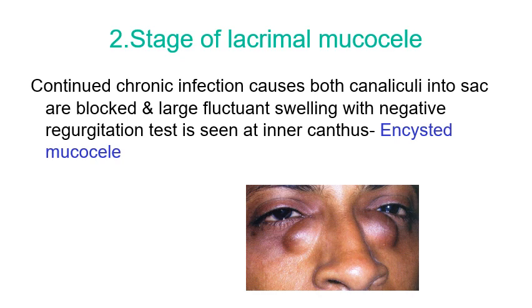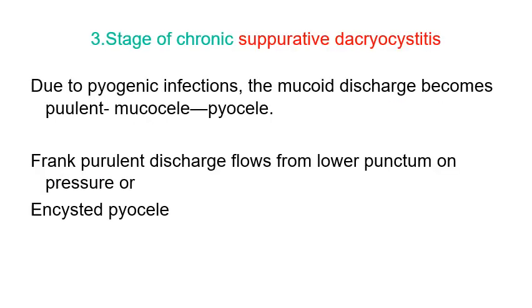So in encysted mucocele, the discharge will not come from the upper punctum, and it will not go down through the nose, because there is a blockage at the canaliculus, and already there is a blockage at the nasolacrimal duct. So it is called the encysted mucocele.